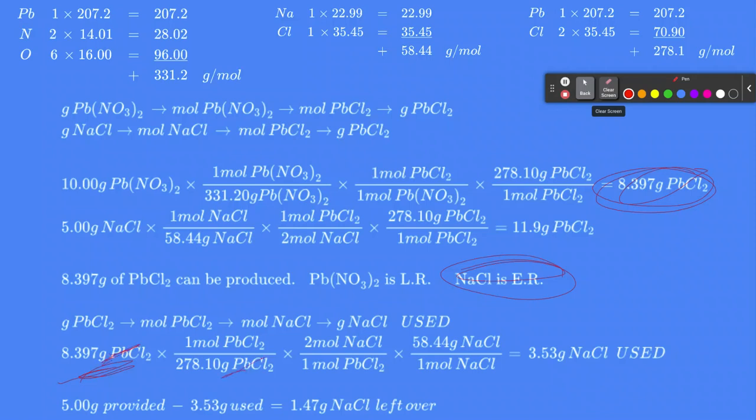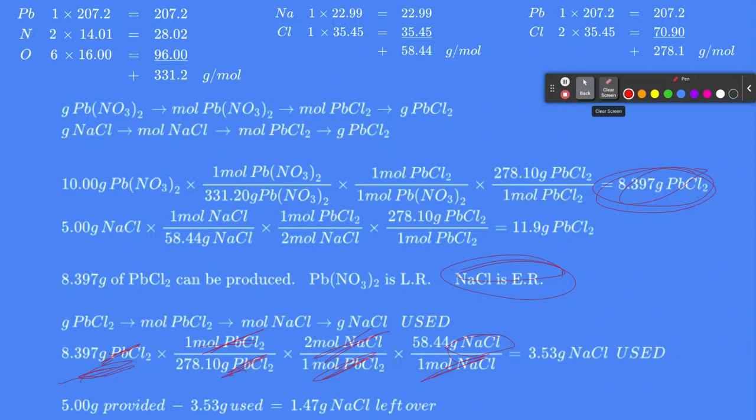Grams of lead 2 chloride gets canceled by molar mass. Moles of lead 2 chloride gets canceled by the mole bridge. Moles of sodium chloride gets canceled by molar mass. So we're left in units of grams of sodium chloride, giving us 3.53 grams of sodium chloride used.